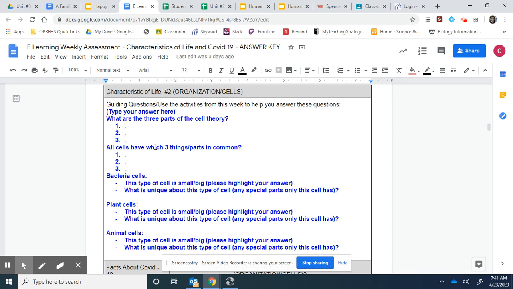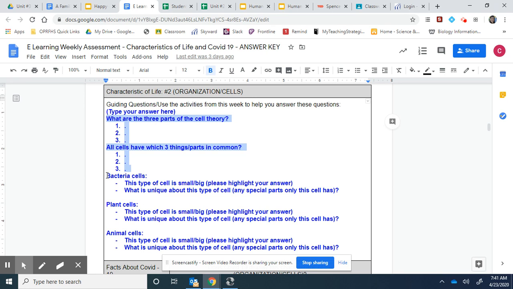So you're going to tell me what are the 3 parts of the cell theory. I went over that in my video on Tuesday. And then 3 things that all cells have in common. That is also from Tuesday. So for these first 2 questions, look back at your Tuesday assignment in order to answer them. They should be pretty quick, short answers.